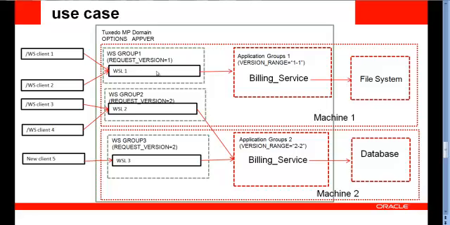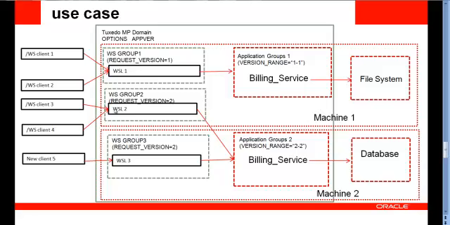The request version of Workstation Group 1 is 1. So the request version of the WSL1 server is 1. The request version of Workstation Client 1 and Workstation Client 2 are 1 because these two clients connect to the WSL1 server. The requests sent by these two clients can only be handled by the services in Application Group 1, which are all old services.